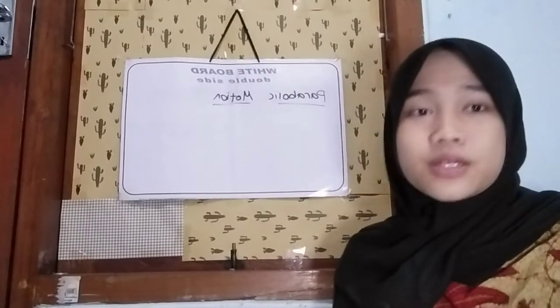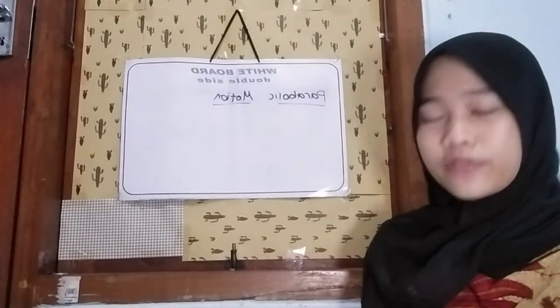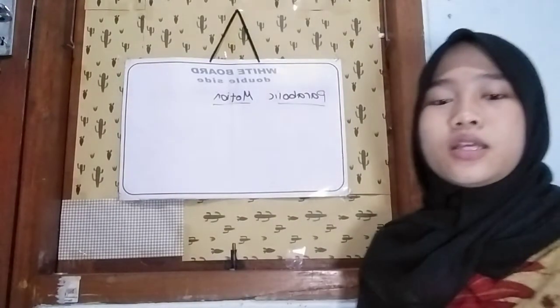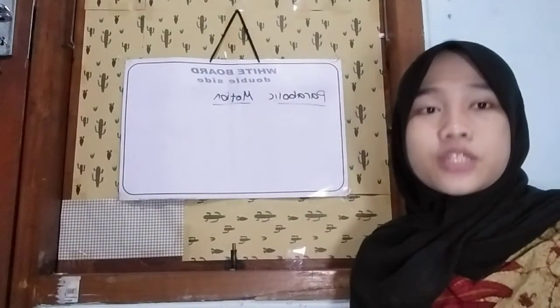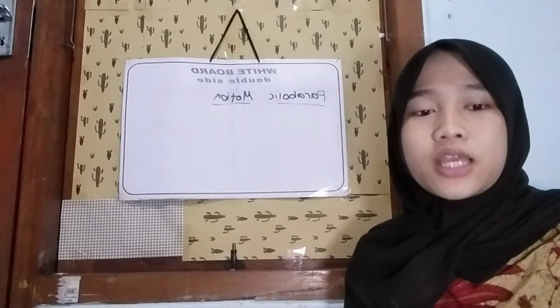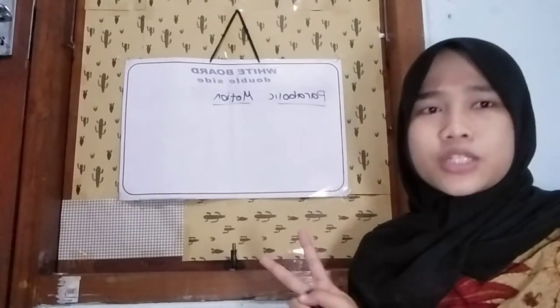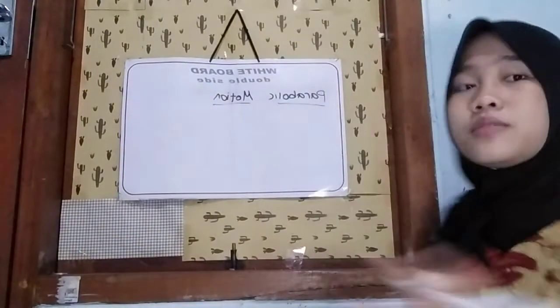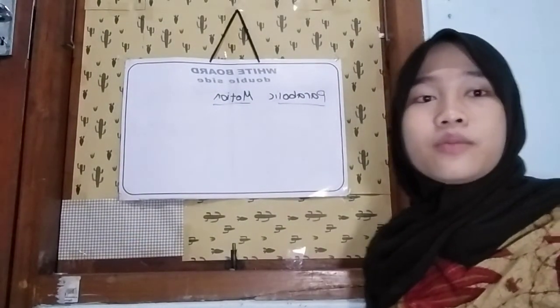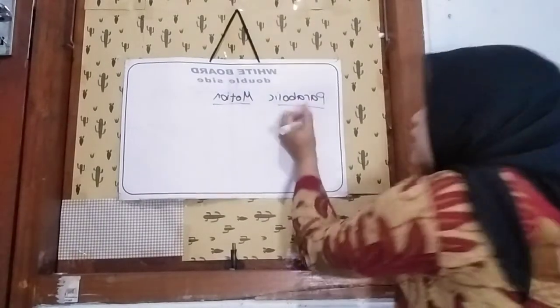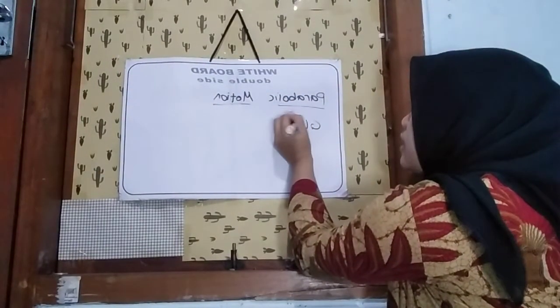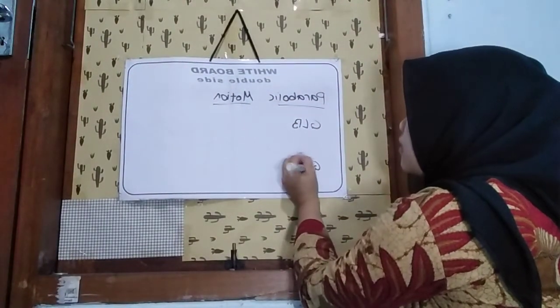The first thing you must know in this material is the definition of parabolic motion. Parabolic motion is the motion along a trajectory which is the result of a combination of two motions, namely uniform straight motion and uniformly accelerated motion in a straight line. In Indonesian, that is GLB and GLBB.